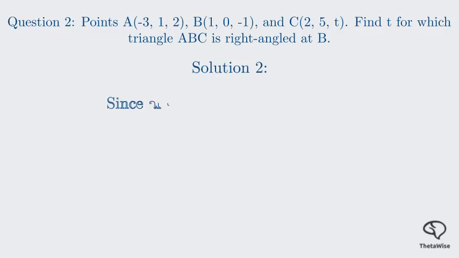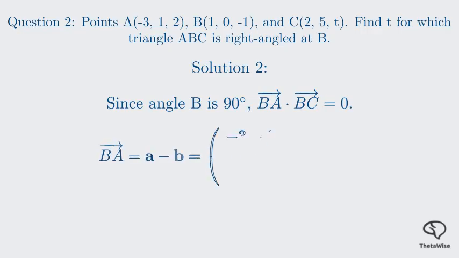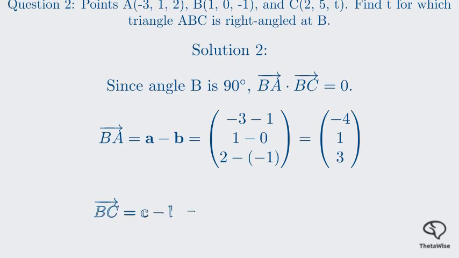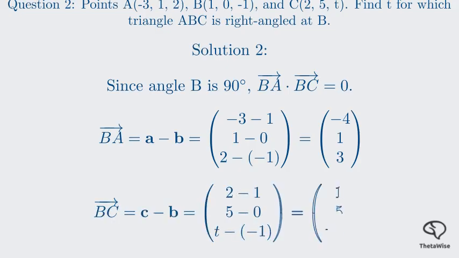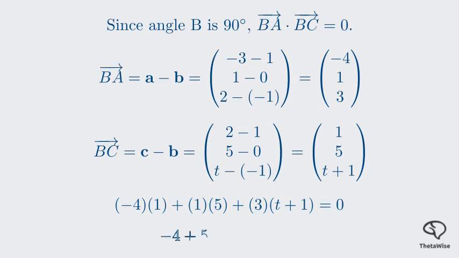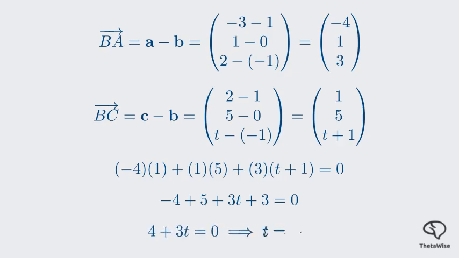Solution. For the triangle to be right-angled at B, the vectors BA and BC must be perpendicular. Their dot product must be 0. First, find BA by subtracting B from A, which gives (2, 1, 1). Then find BC by subtracting B from C, which gives (1, 5, t-1). The dot product BA dot BC equals 0. This simplifies to an equation in t, and solving for t, we get the value of t.